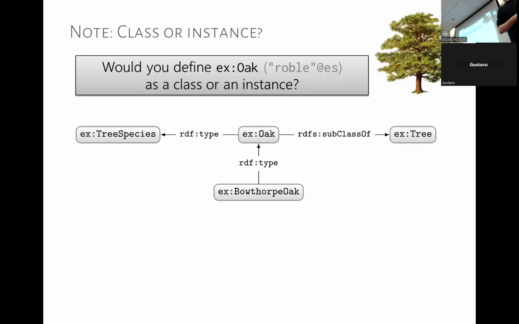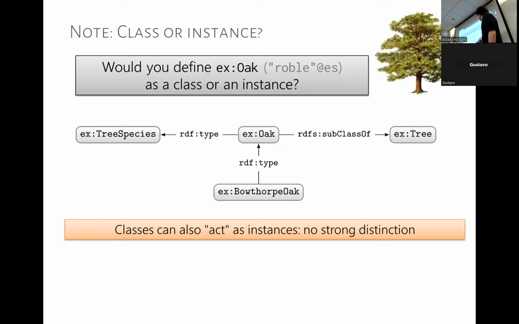No, it's not a tree species, right? So we see that here we're not going to get this inference, because type is not transitive. In this case, the inference we'll get is that Bowthorpe oak is of type tree, but we're not going to infer that Bowthorpe oak is of type tree species.